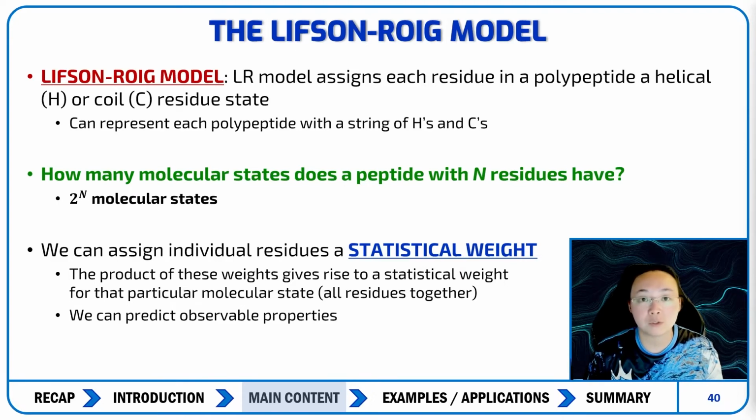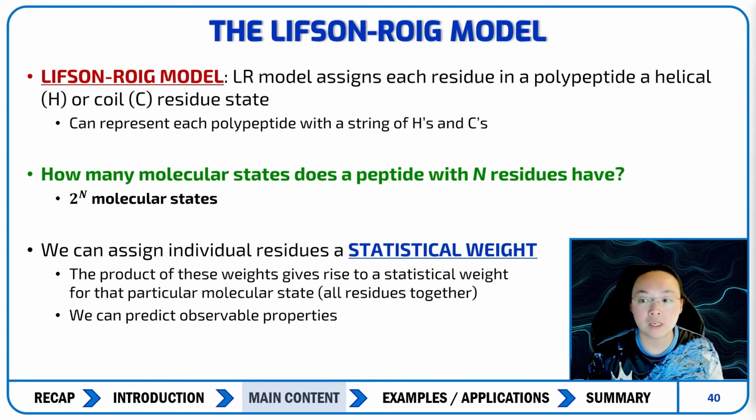It means we can assume that the total number of possible states in an N-mer, whether it's 5 or 10, a polymer with N residues, would be 2 to the power of n, because for each of the residues there are 2 options. So it would be 2 to the power of n for the total number of molecular states possible for helix or coil states.